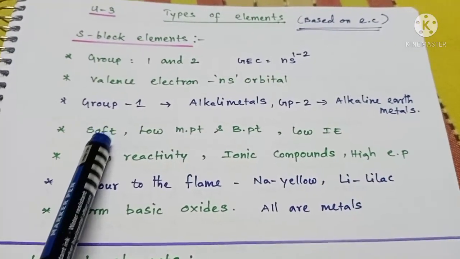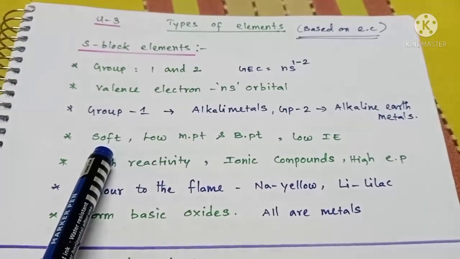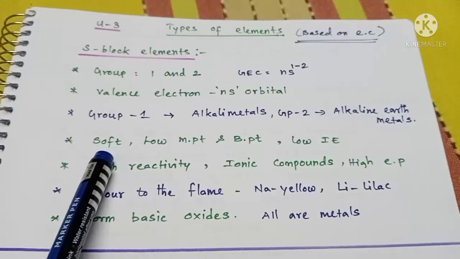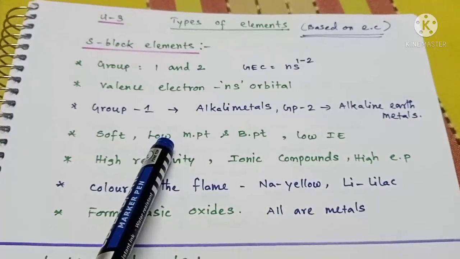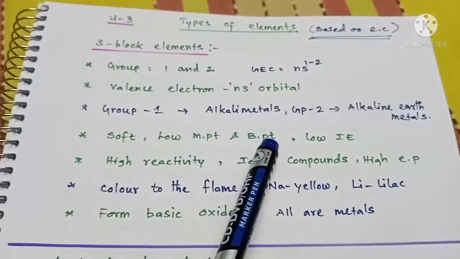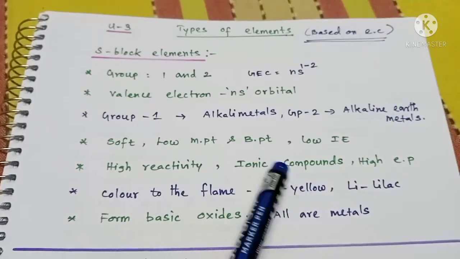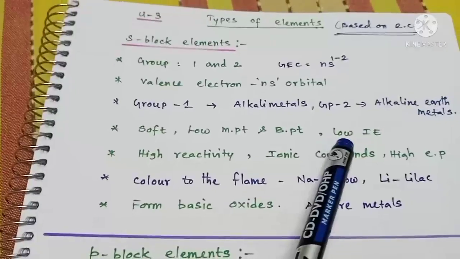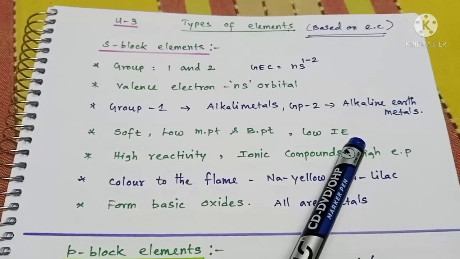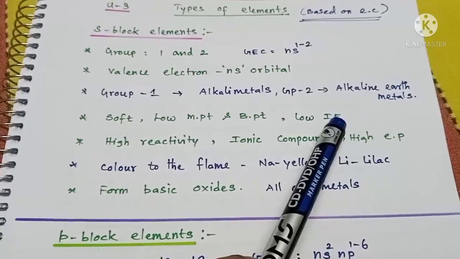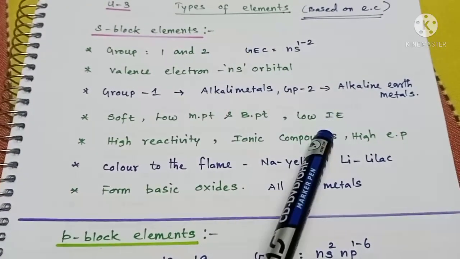Generally, they are soft in nature. S block elements can be cut even with the help of a knife. Such soft metals they are. They have low melting point as well as low boiling point. They have less density, so the melting point and boiling point are comparatively low, as well as they have low ionization enthalpy also, which means it is easier to remove an electron from S block elements.